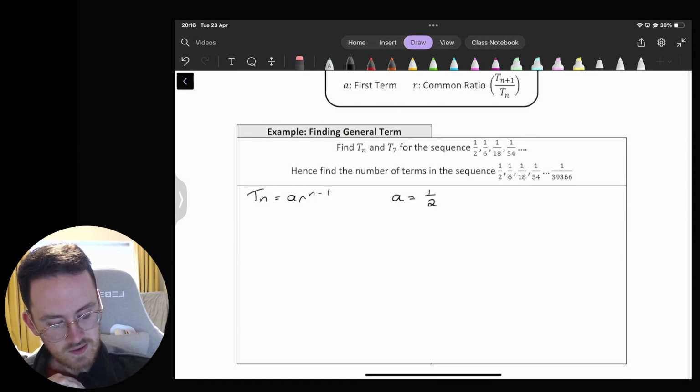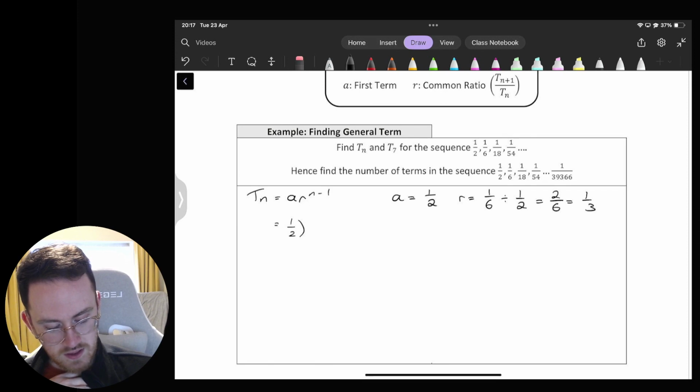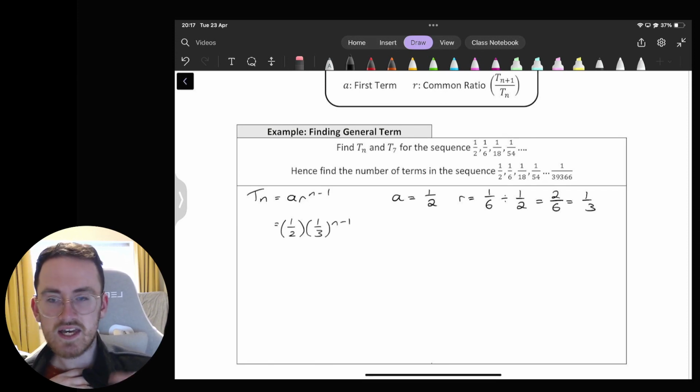So a is my first term, which is a half. r is my ratio, so I take any term and divide it by the previous term. That gives me 2 over 6, which is a third. So in this sequence, we're multiplying by a third to find the next term, increasing by increasing powers of a third each time.